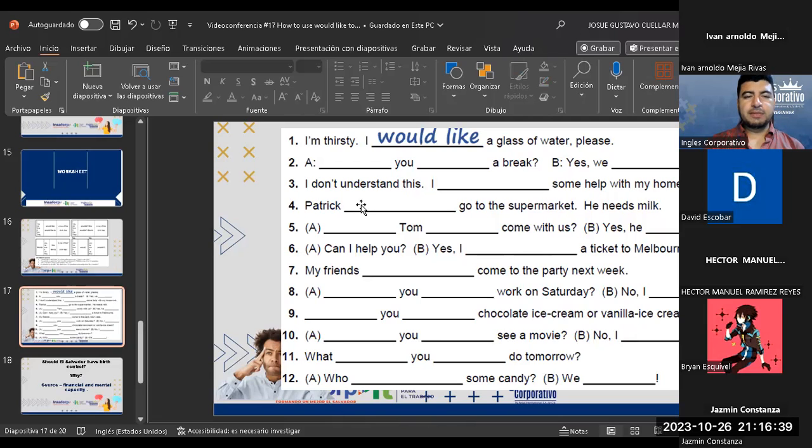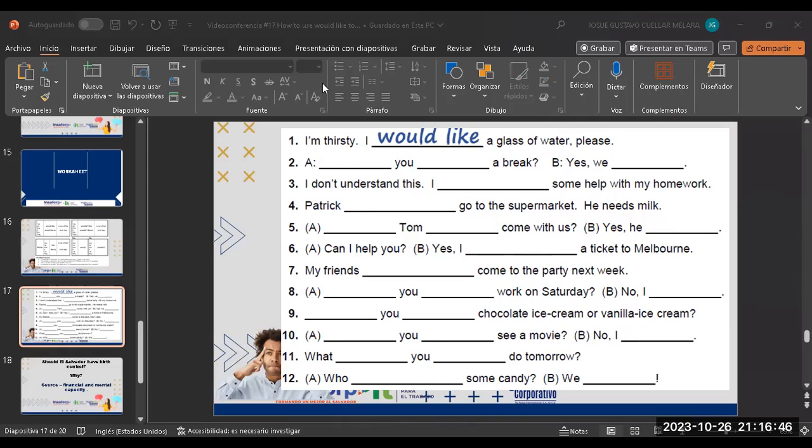Okay, I'm going to give you a couple of seconds. Les doy un par de segundos para que vean qué oración van a completar. Recuerden, como siempre, tengan dos o tres opciones de oración.